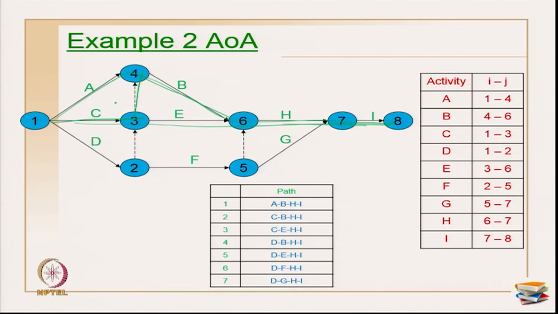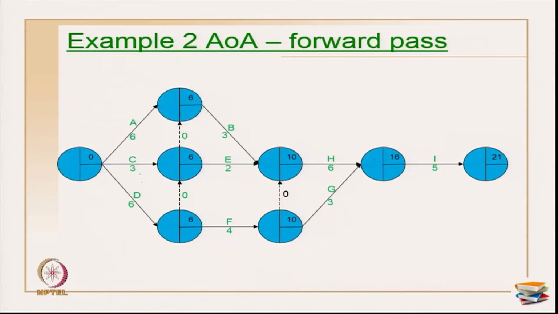And every time you should see that there is one starting event and one end event, instead of having multiple starts and multiple ends, to avoid dangling of activities. So, here I am starting with 0. D has a duration of 6. So, the early event time for this event is 6 here, and for activity C, 0 plus 3 is 3, this is 6 plus 0 is 6. So, maximum is 6. So, I am going to keep this as 6.